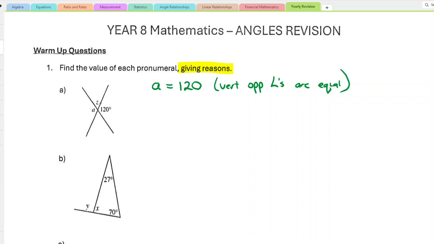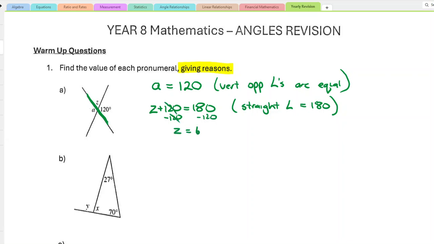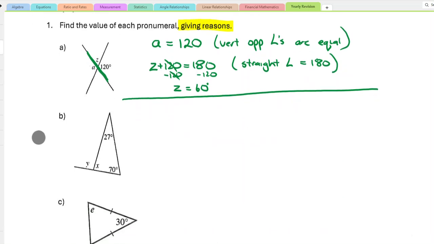Okay, then I also need to find the Z. The Z is making a straight line with the 120. So Z plus 120 is equal to 180 degrees because a straight line makes 180 degrees. Let's write that as our reason. Straight angle equals 180 degrees. Then I solve that equation by subtracting the 120, and Z is equal to 60 degrees. Let's try the next question.